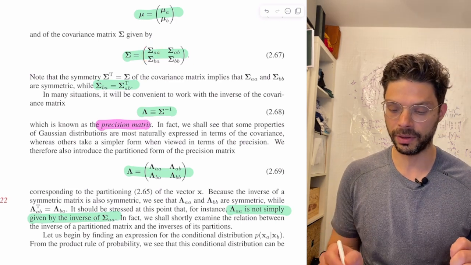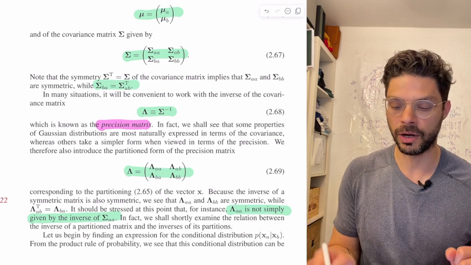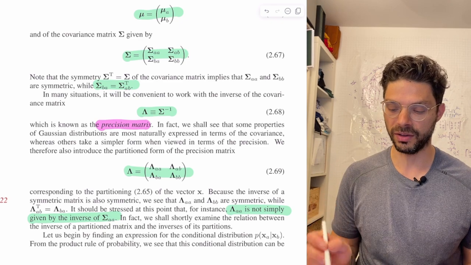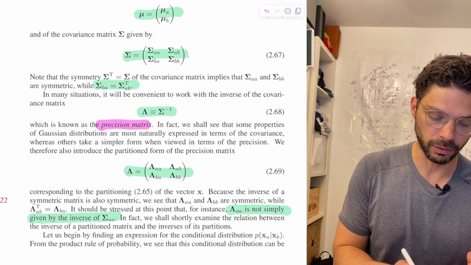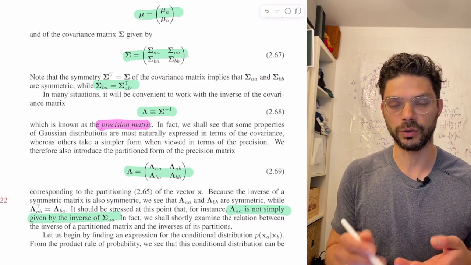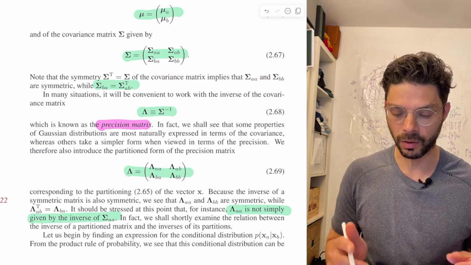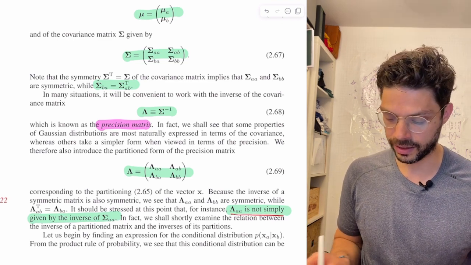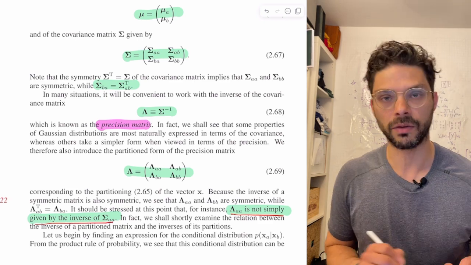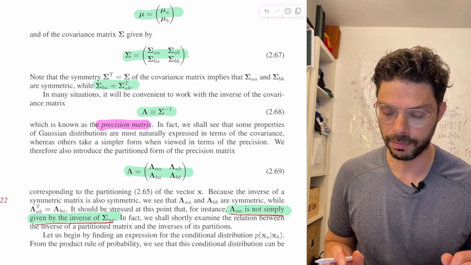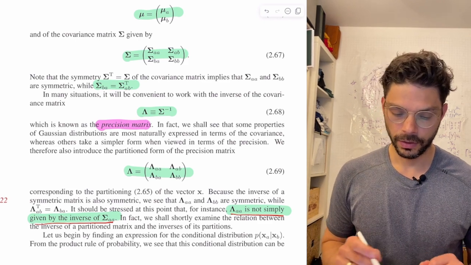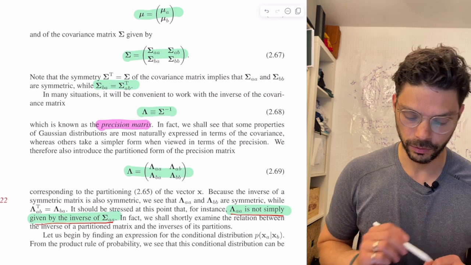It actually only happens if, and you'll see in the expressions, it only happens if these off-diagonal elements are 0, and in general they won't be. So it's really important to remember that when inverting, you can't just do it blockwise. It's actually a bit more complicated, and we'll see what it looks like. Let's highlight this: it's simply not given by the inverse. In some special cases it will be, but in general it won't. So just keep that in mind. Okay, so now let's continue.